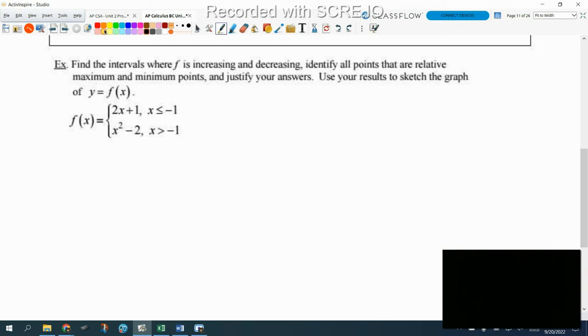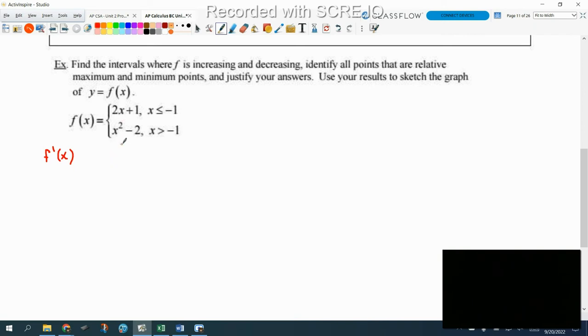All right, so we're just going to do a little bit more of the same thing we did yesterday. We're given a function. This one's a piecewise function. We're going to identify where f is increasing and decreasing, identify the relative maxes and mins, justify all of our answers, and sketch the graph. All right, so first step is to take the derivative.